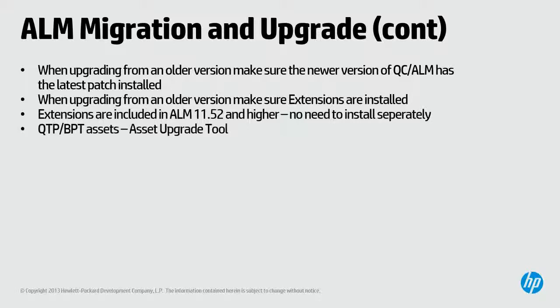For PPT and QTP assets, you have to use the asset upgrade tool. So if you're coming from QC 9.2 and you're going to go to 11.5.2, once you get to 11, and you can do this on 11.5.2, you have to run the asset upgrade tool. I'm going to touch upon that at the end of the presentation, but it's a required step. It adds what's called ERI data, entity relationship information.